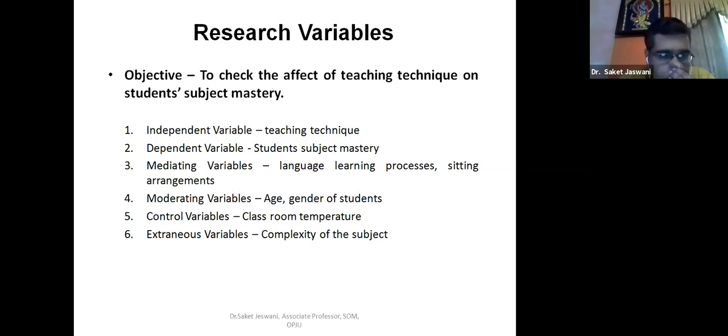There are certain control variables also which we need to keep under control for every participant. That is classroom temperature. So you can understand.